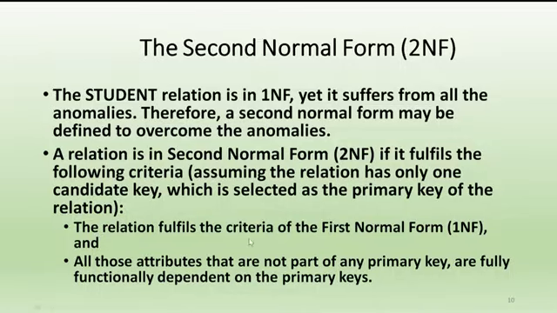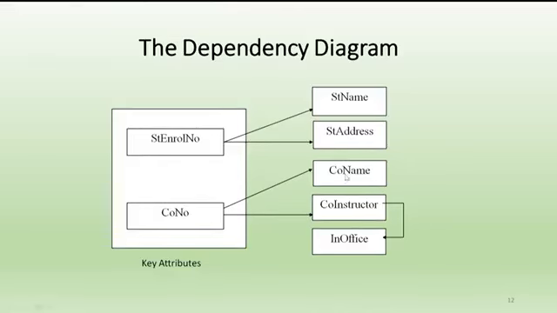The relation fulfills the criteria of first normal form, which it already does, and all those attributes that are not part of any primary key are fully functionally dependent on the primary key. So non-primary key attributes should be fully functionally dependent on the primary key. So let's look into the dependency diagram.